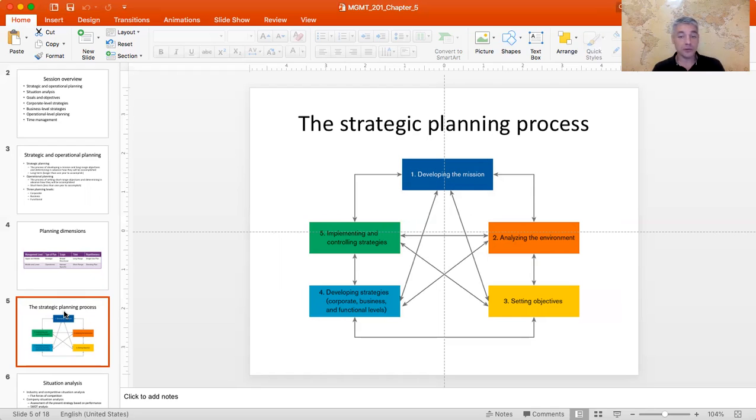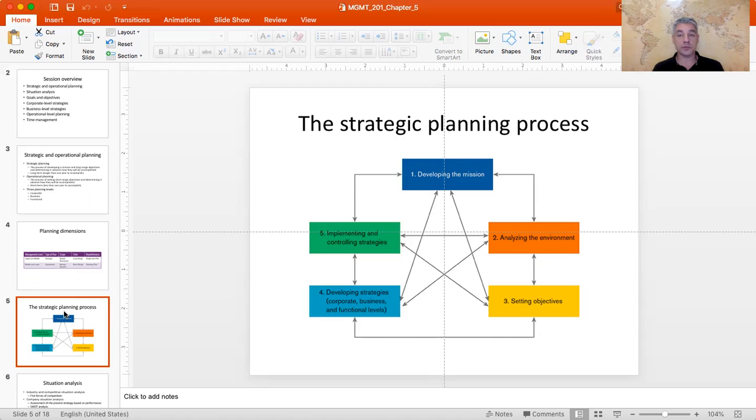And then from that, you go on to basically develop those strategies: corporate level, business level, and functional level. And then you move on to implement and control. And this is probably the first time we talk about control in this course. We will talk about that a lot more towards the end of the semester. You remember that control is a very important management function. Without control, there's no proper implementation.